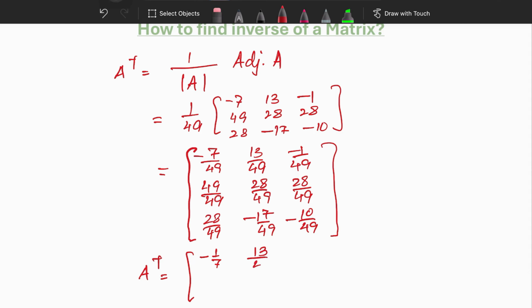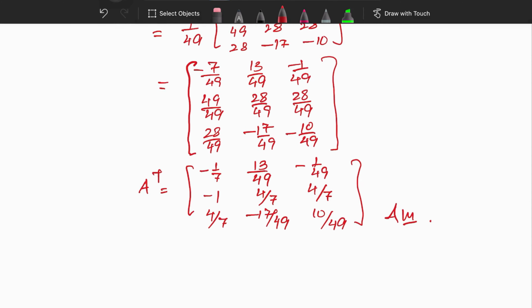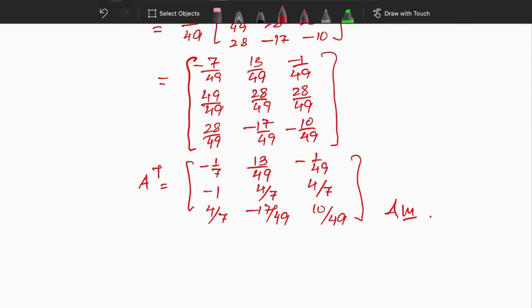Next one is 13 over 49, negative 1 over 49, and the second row is negative 1, 4 over 7, 4 over 7. The last row is also 4 over 7, starting with 4 over 7, then negative 17 over 49, and 10 over 49 is the last entry. So this is your inverse by using the formula or determinant method.